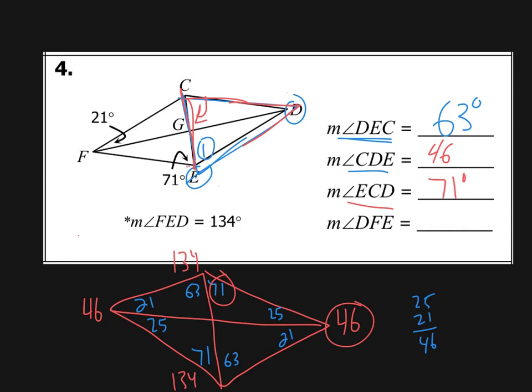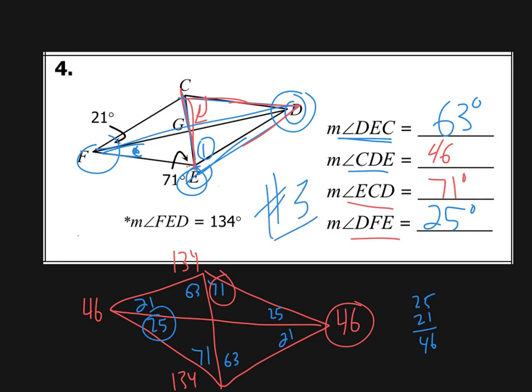And our last one is DFE. DFE goes from D down to F, down to E. So that's this little guy right here. And that was 25 degrees. So it takes a long time to talk it through, but to do it on your own, you can fill it out pretty quick. And this is probably one of the more challenging versions. So now that you got 4, you do number 3. Press pause and take care of that one.